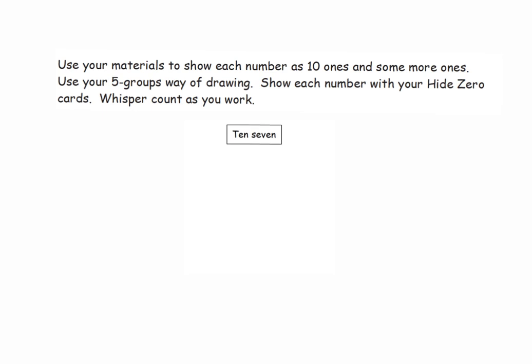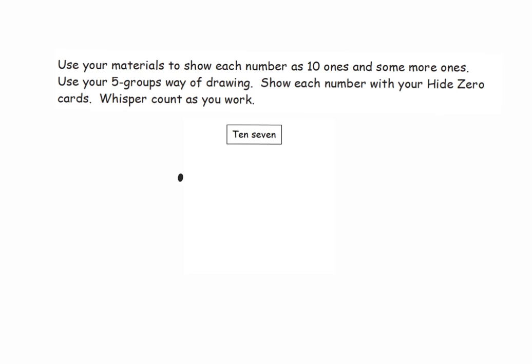So this slide looks a little confusing with the number. It says 10, 7. But since this is for a kindergarten class, it is not asking us for 10 sevens. It is just asking us for a 10 group, one group of 10, and 7 ones. So that's what we're going to do.